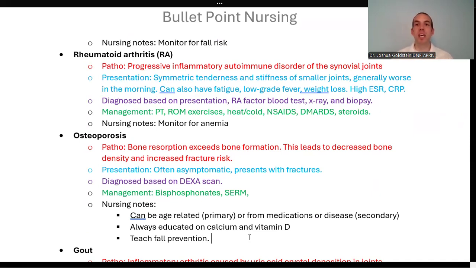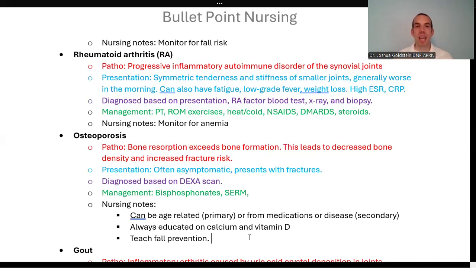This is symmetrical issues. This is stiffness in the smaller joints instead of the bigger joints, and this is worse in the morning instead of worse with activity. These patients can also have systemic signs and symptoms because it's a systemic disease. It's an autoimmune disease. They can have fatigue. They can have a low-grade fever. They may have weight loss.